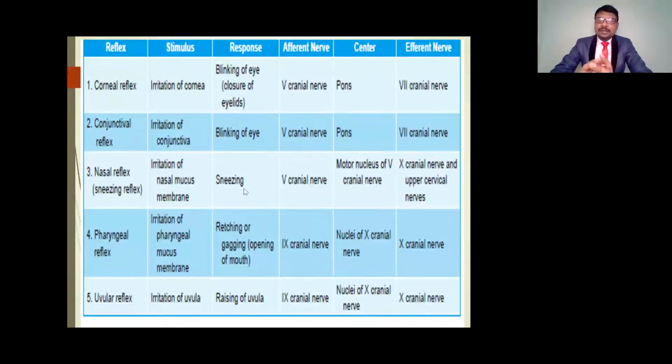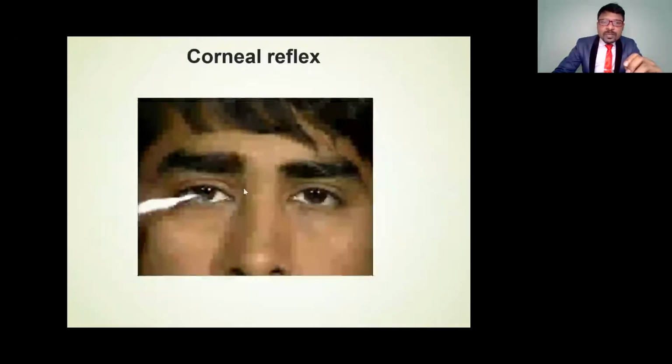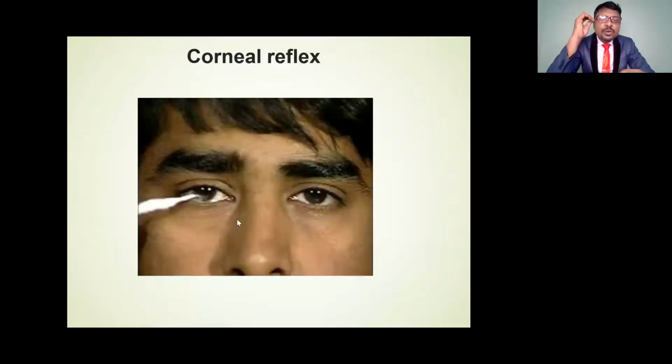The first one is the corneal reflex. In the corneal reflex, how do we give the stimulus? If you want to get the response, you have to give the stimulus. So where do we give the stimulus? Take a small cotton swab, and slightly bring it to the edge of the cornea.